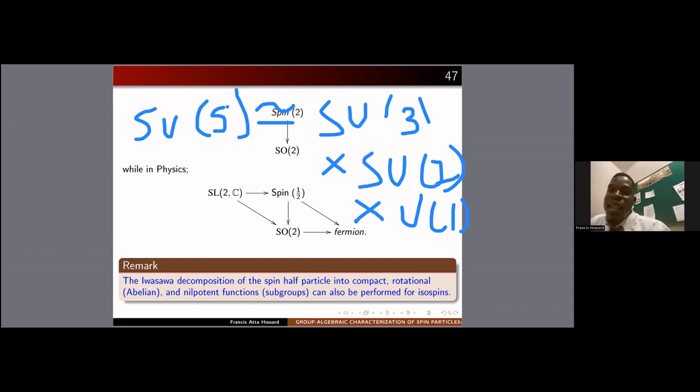But it is clear that we can see that the SU3 is a spin 1, because it's coming from the bosonic side. It's a boson. The SU2 is coming from the spin half, when I proved the compact real form, the complexification of the SL2C. And the U1 is the Higgs boson.